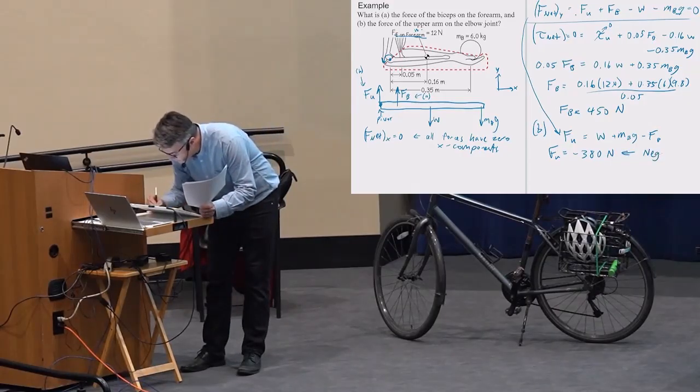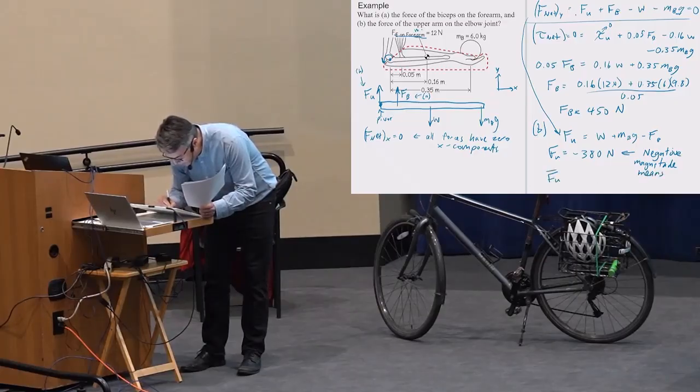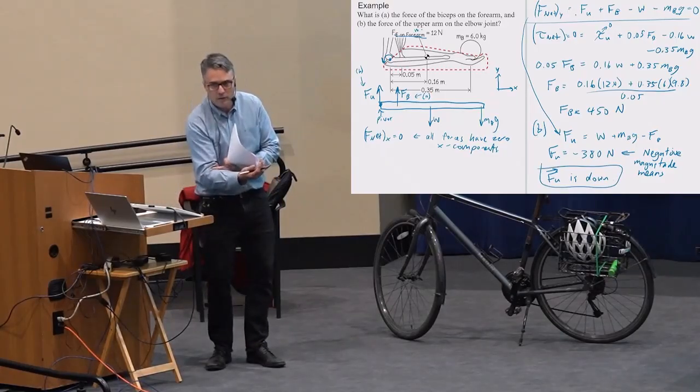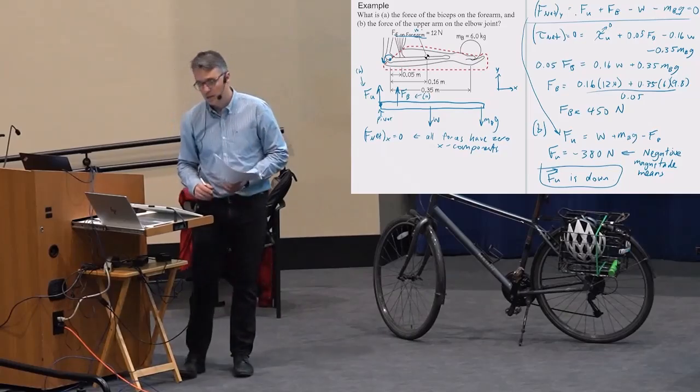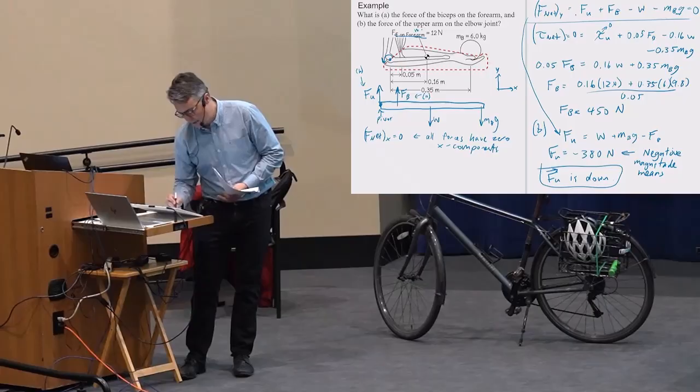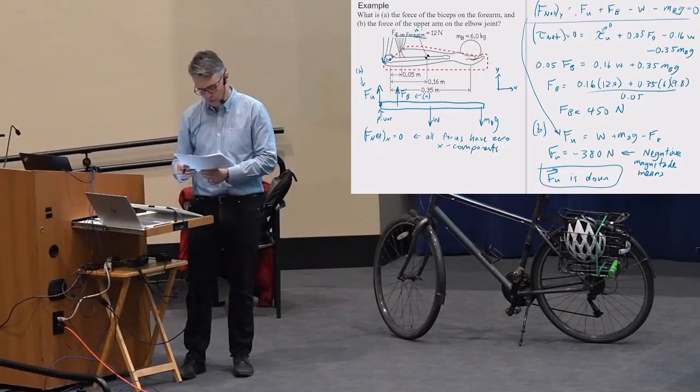Negative value here, magnitude, means F direction is down, which is interesting. So somehow the force of the upper arm is pushing down on that pivot point. I guess because there's so much force from the bicep pulling up to balance those torques.